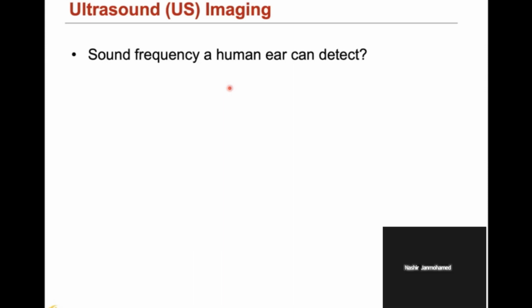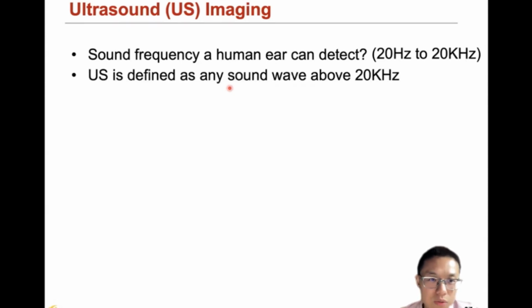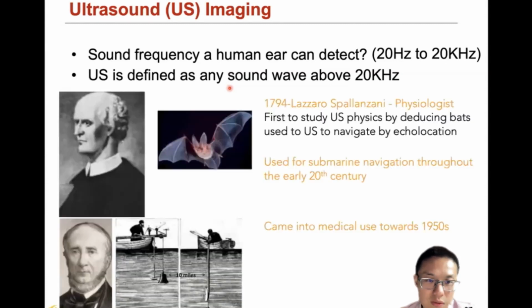About 20 to 20,000 hertz. Right, so that's the range, 20 hertz to 20 kilohertz. That's the frequency range a human ear can detect. So ultrasound is defined as any sound wave above 20 kilohertz.